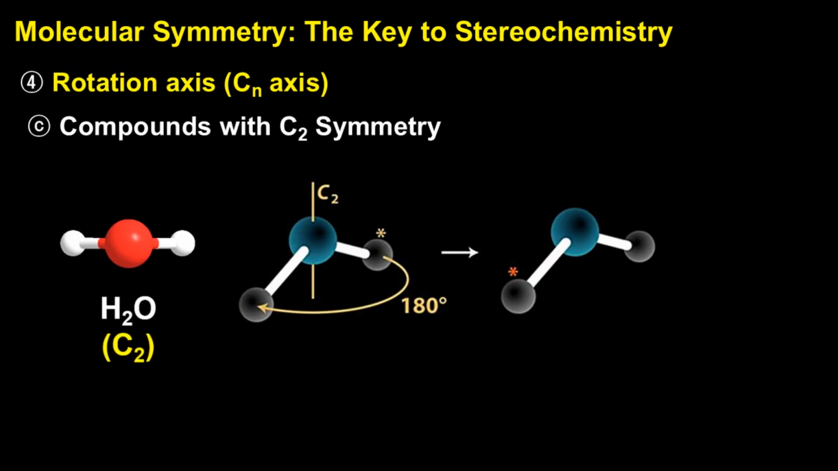Let's start with an easy example. Water, H2O. Water has a C2 axis that runs right through the oxygen atom. Here's how it works. If you rotate the molecule by 180 degrees, the two hydrogen atoms switch places.